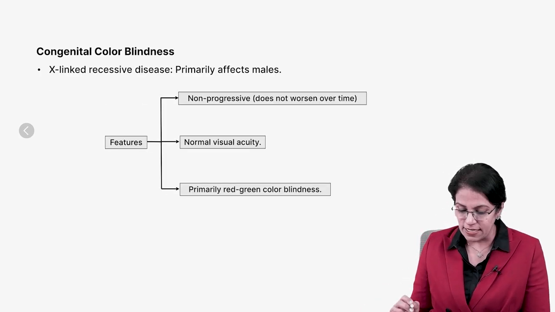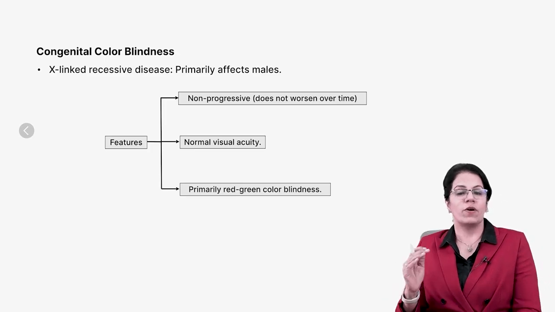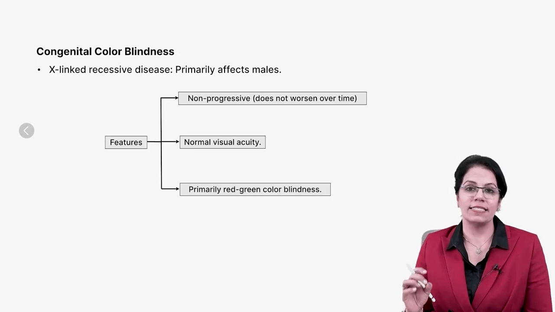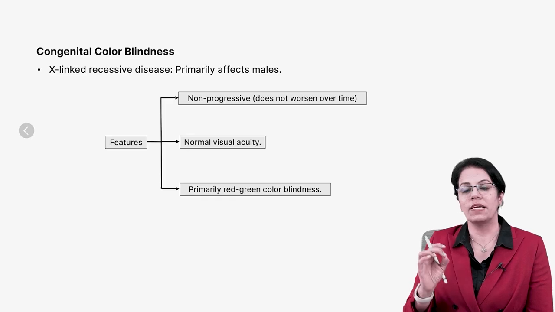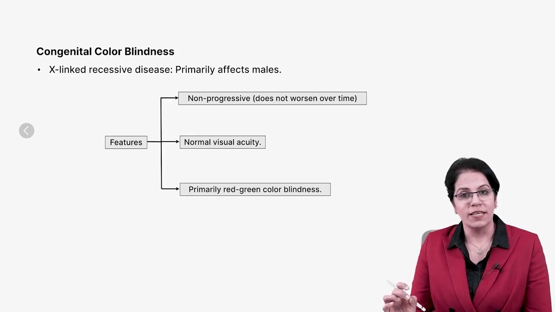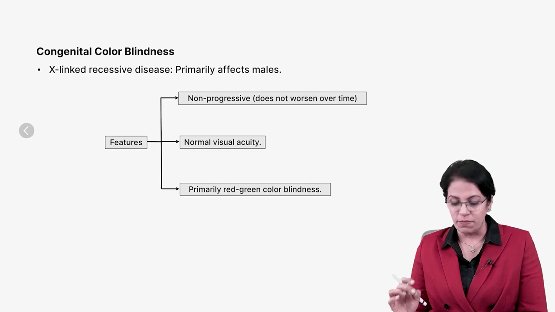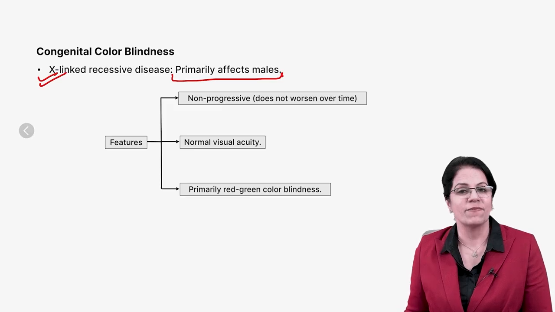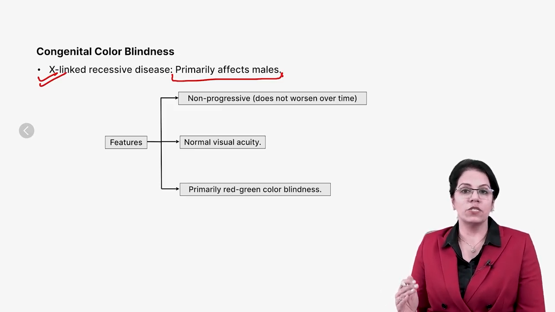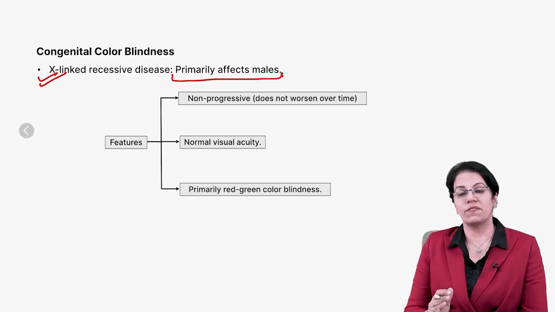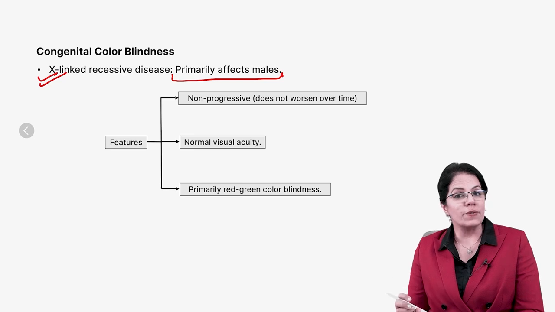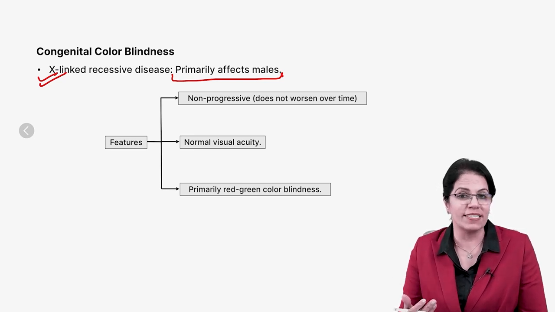So when you say congenital color blindness, what are the points we will remember? What is the inheritance? X-linked recessive. That's why it is the males which are involved most. Color blindness is most common in males, primarily affecting the males, and this is X-linked recessive. Then, of course, it does not affect the vision. It's only the color vision faculty which is affected. Visual acuity is normal and it is not going to be progressive as well.